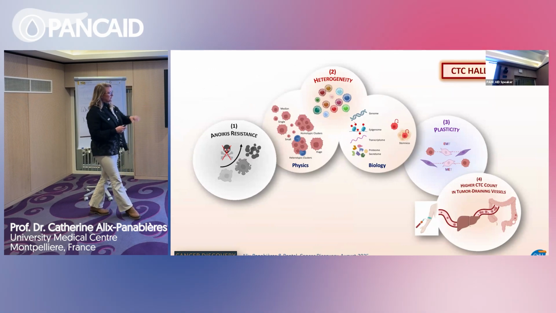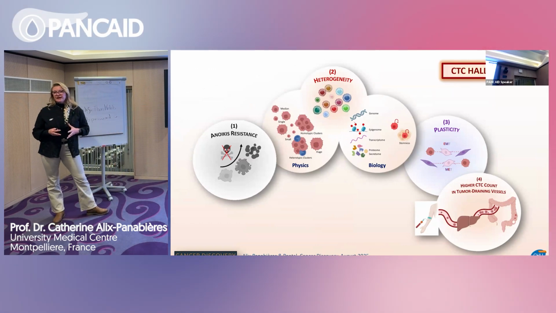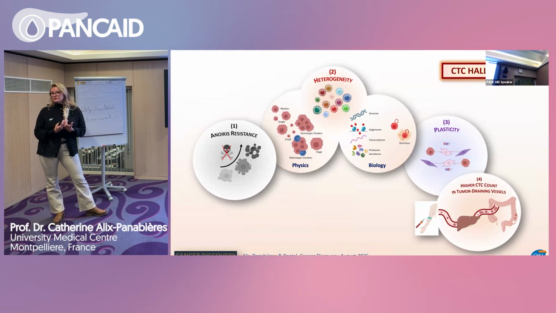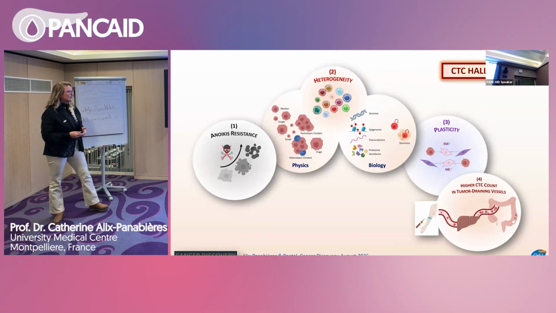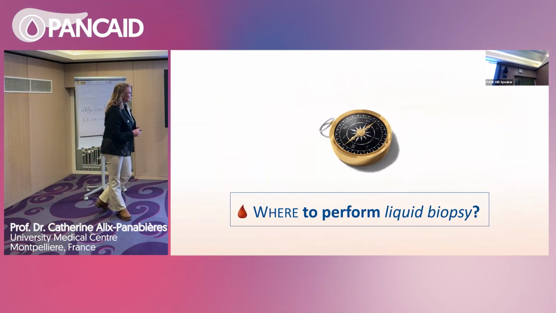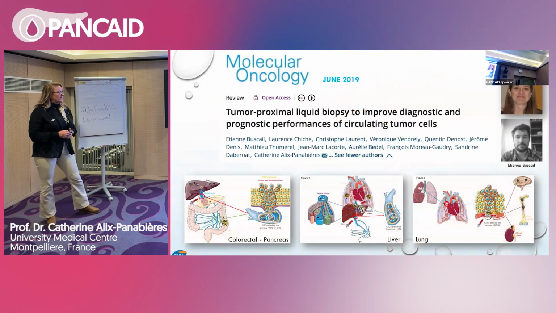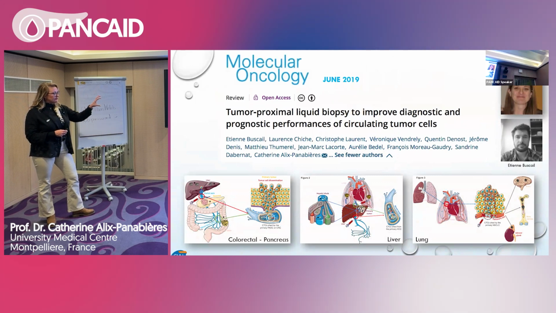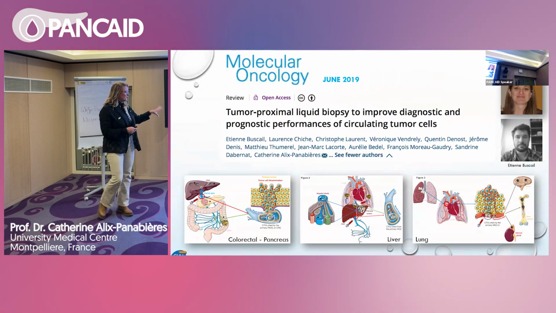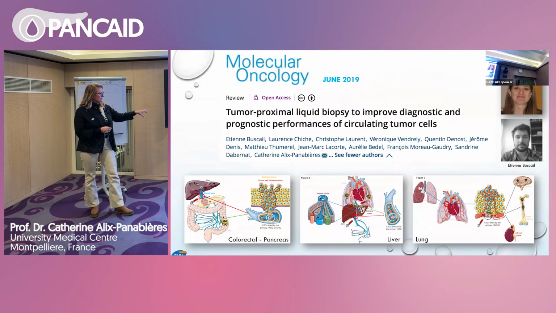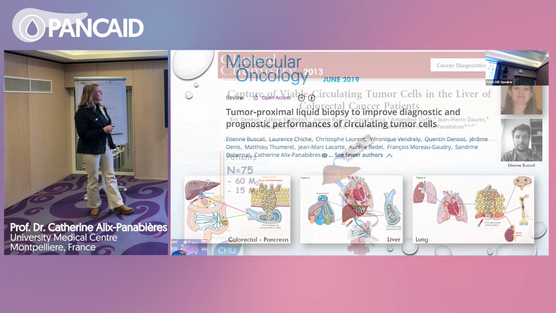And finally, I would like to say that the closer you are to the tumor, the better you can detect your elements, because you have a clearance of the different circulating tumor cells and also DNA. But if you are close to the tumor, for example, in the draining vein, you have a higher chance to detect these circulating biomarkers. So where to perform liquid biopsy? A few years ago, we tried to see in the literature what is really important to do when you are close to the tumor, the draining veins. It was clear in colorectal, pancreatic, liver, and lung cancer that if you are in the draining vein, you have really more CTCs, for example.